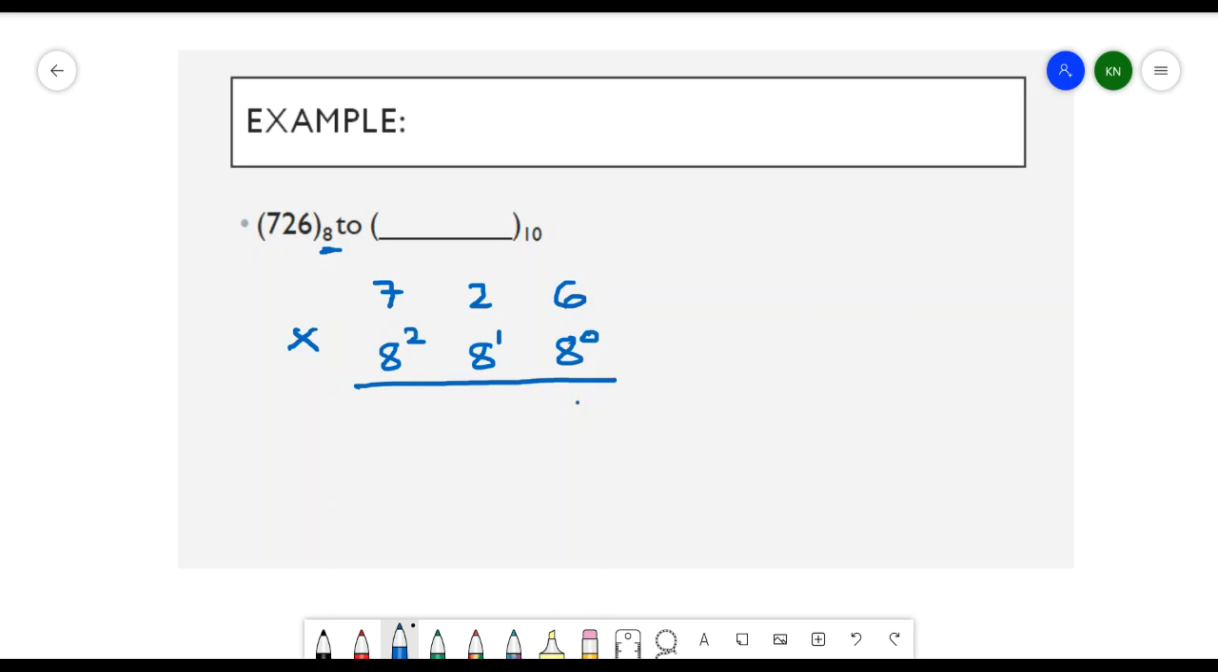1 times 6, so that is 6. Next, we have 8 raised to 1, that is 8, multiplied by 2, so that is 16. 8 squared multiplied by 7, that is 448. Now adding all of this, you will get the sum of 470. So meaning to say 726 in octal is equivalent to 470 in decimal.